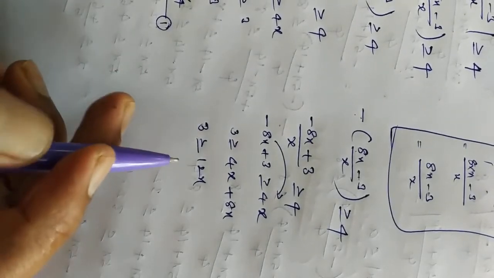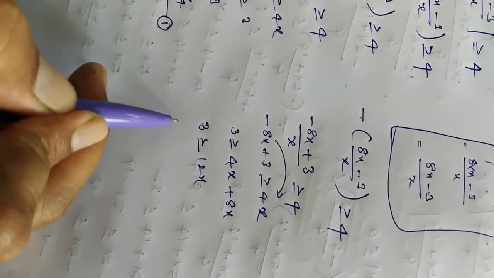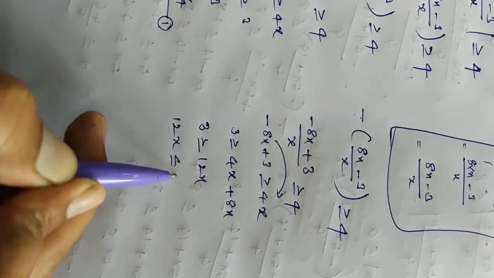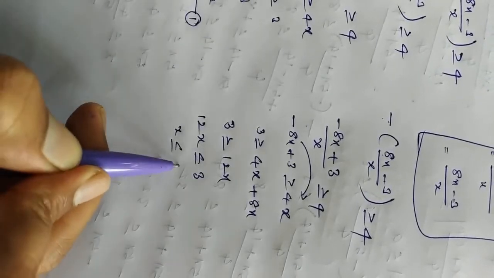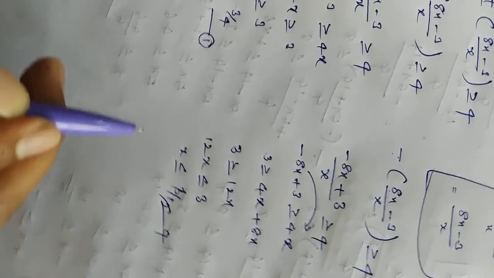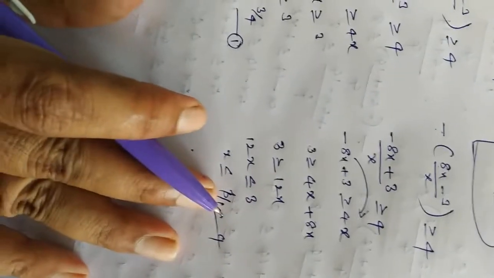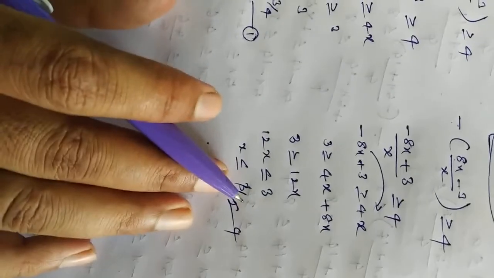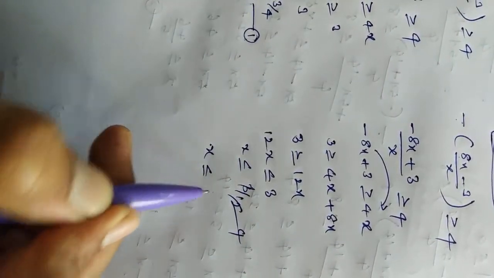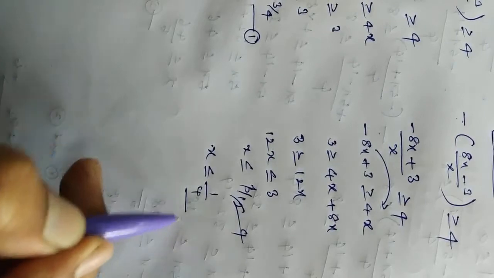So you can write 12x is less than or equal to 3. Then x is less than or equal to 3/12. 3 4s are 12. Then x is less than or equal to 1/4. This is number 2.